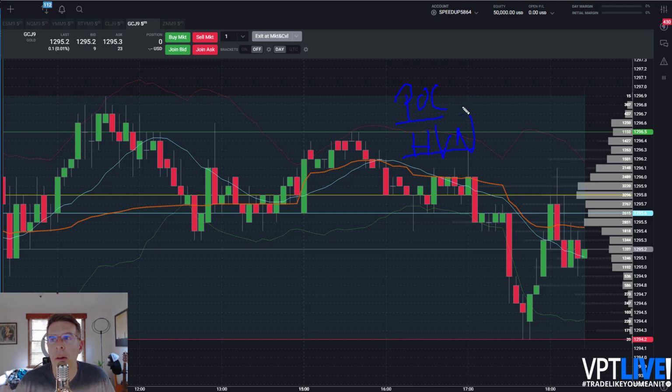So us traders, we love our acronyms. You can call this the point of control or high volume node. It just simply means the price in which the most amount of business took place. In this case, if you can't see that's on there, it's $12.95. Let's just call it $12.96. It's actually an exact tick at $12.95.8, and there were about 3,300 contracts that traded right there.